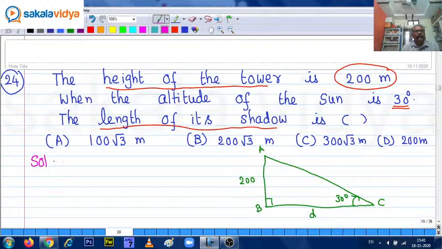Solution. Tan 30, you apply tan 30. Tan 30 degrees is equal to opposite side AB by adjacent side BC, 200 by D.